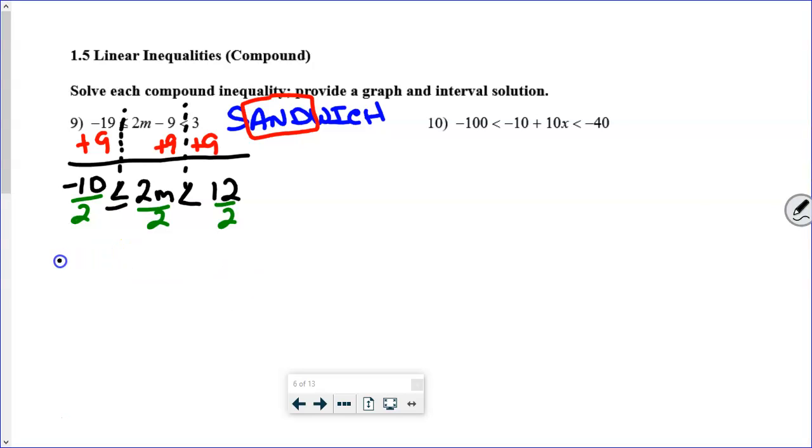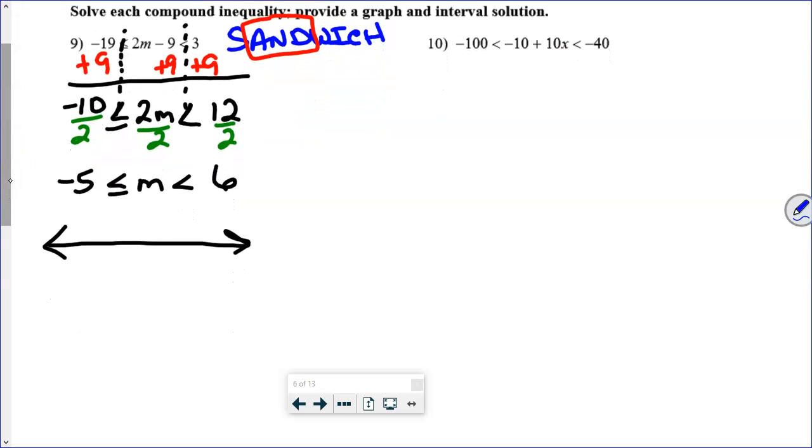So we end up with negative 5 is less than or equal to m, which is less than 6. Now we know that sandwiches are ands, and you guys have been working a lot with ands lately. So who's going to help me graph and give the inequality, or the interval for this one? Dallas. Number line. Not a trick question. Which number comes first? Negative 5 or 6? Very good.